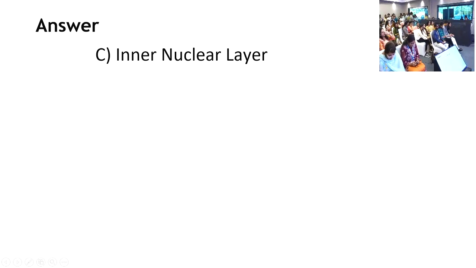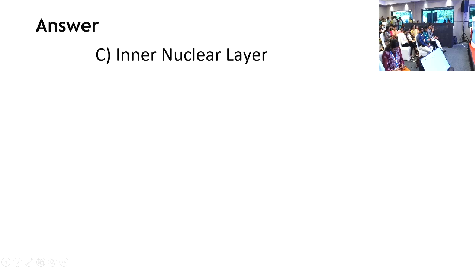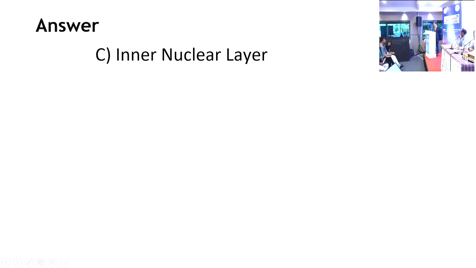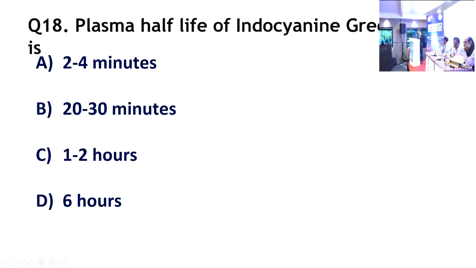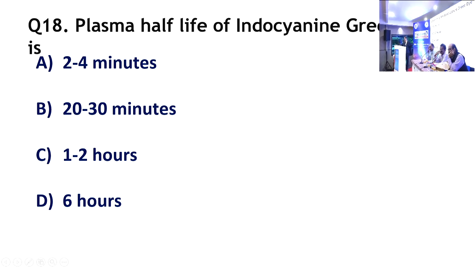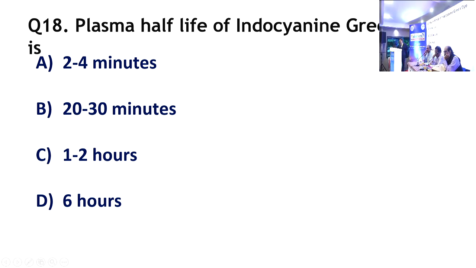Option C, inner nuclear layer. So it starts in the inner nuclear layer. And the next question is very, very important. Question number 18. Plasma half-life of indocyanine green dye is option A 2 to 4 minutes, option B is 20 to 30 minutes, option C is 1 to 2 hours, option D is 6 hours. Your time started already.